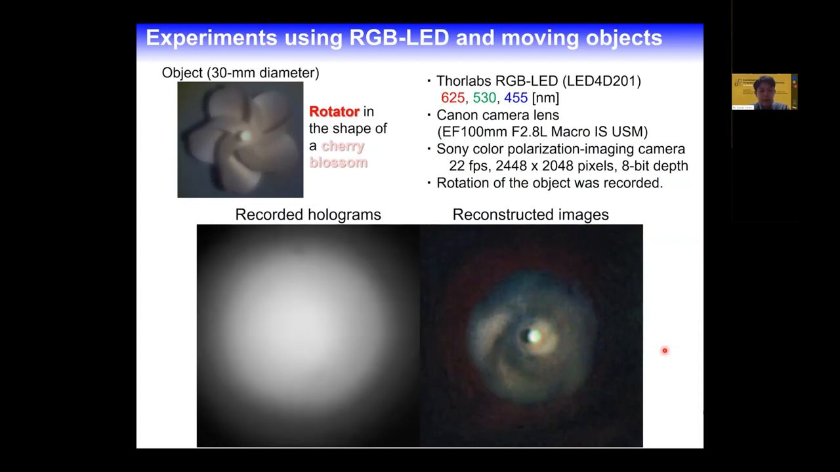As another experiment, we have used RGB LEDs and moving objects. In this experiment, a rotator in the shape of a cherry blossom is prepared, and I have used a blower to rotate this object. Then a motion picture hologram has been recorded. Using single-shot phase-shifting interferometry and IDH, we have obtained the focused image of moving objects in full color. So we have achieved motion picture imaging using a simple holography setup.